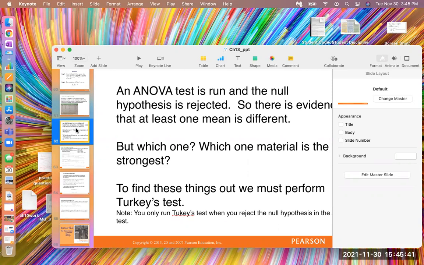We only do Tukey's test if we reject the null hypothesis in the ANOVA test. Otherwise, there's no point to it, right? Because we believe they're all the same.